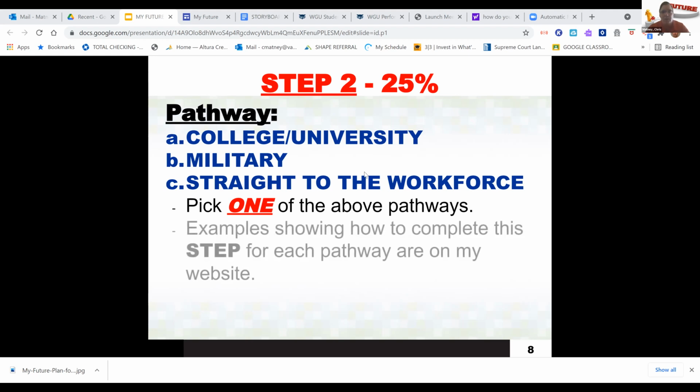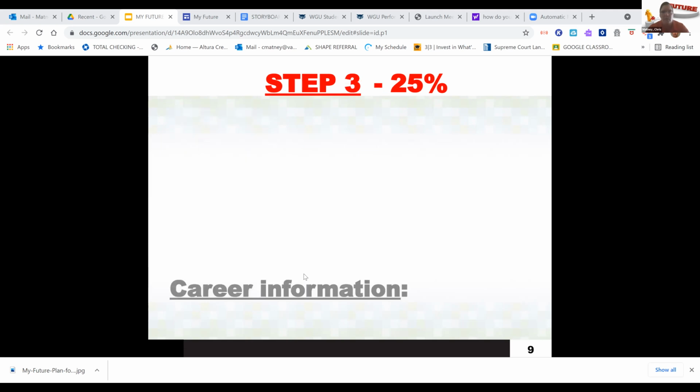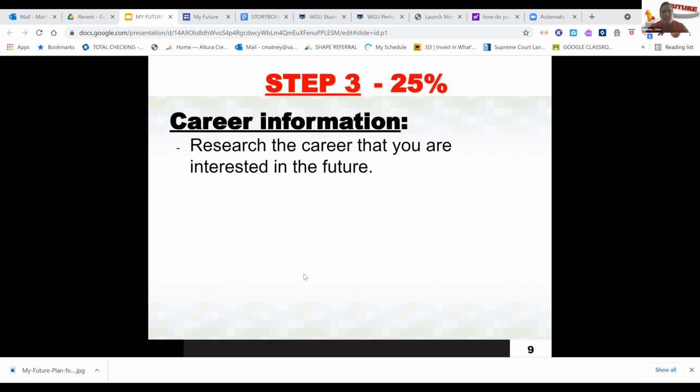So you pick one of those. All of this will be put on my website, and you guys will be able to see it. You'll click on step 2, self-explanatory, and then you will submit your information on Google Classroom. Step 3 will take you to career and information.